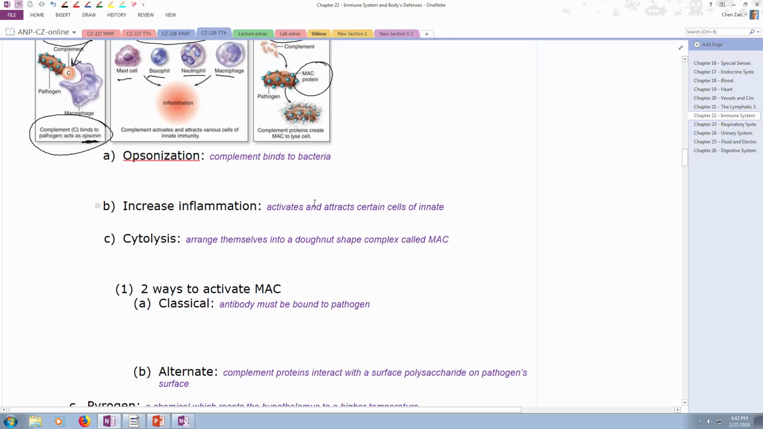Let's add some notes to our opsonization here. It makes the bacteria more attractive to phagocytes, more specifically macrophages.